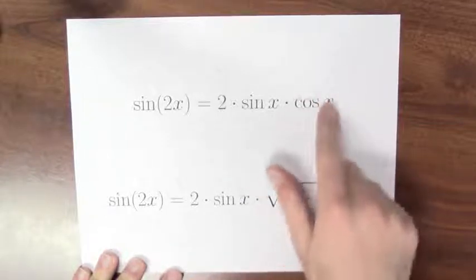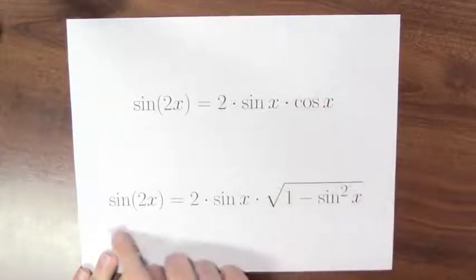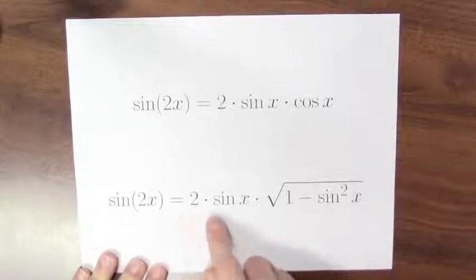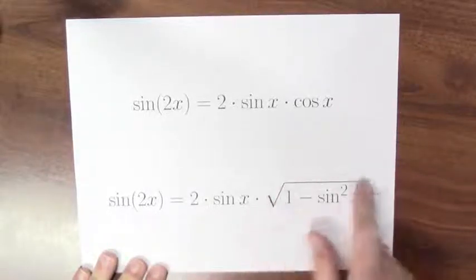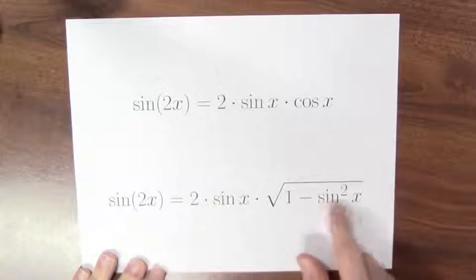So if I'm working with a value of x for which cosine is positive, then sine of 2x is 2 times sine x times the square root of 1 minus sine squared x. We can put these pieces together. Well, here's what we do.